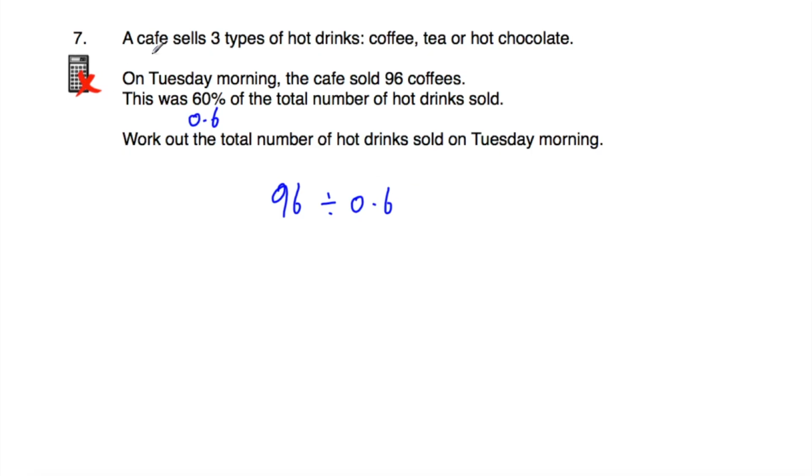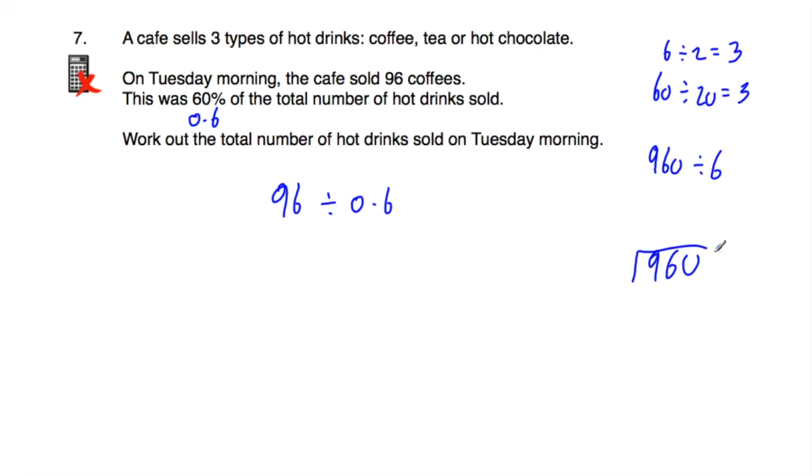Now remember, this is a non-calculator question, so what I'm going to do is just remember the fact that if we had 6 divided by 2, that's equal to 3, but also if we had 60 divided by 20, that's also equal to 3. So if we times both of these numbers by 10, we'll get the same answer. So if we do 960 divided by 6, that'll give us the same answer as this. So let's do 960 divided by 6.